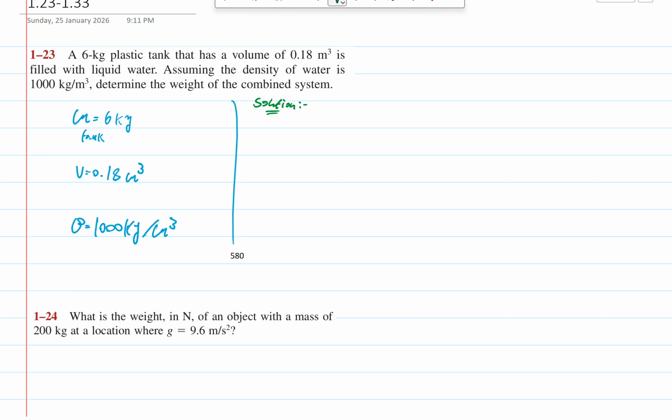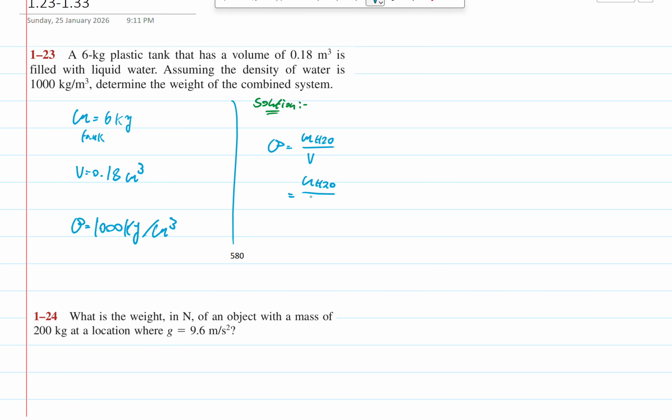What I will do is say that the density is equal to how much? What we're trying to find here is the weight of the combined system. So let's try to factor in the mass of the water. I don't know what it is, but we'll try to find it. I know the density and the volume, but we don't know the mass of the water. So in order to find this, we'll just plug in the numbers.